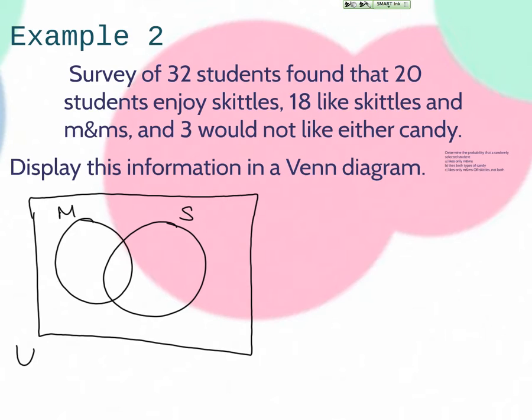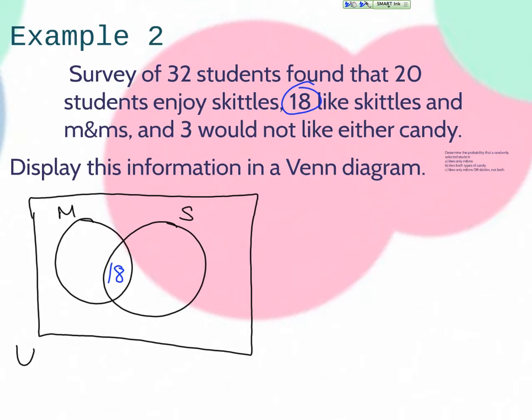So I've got M&Ms and Skittles, and I know that some kids like both. So I can fill that in. 18 students like Skittles and M&Ms, so I can put the 18 in that overlap area. That's the intersection of M&Ms and Skittles.